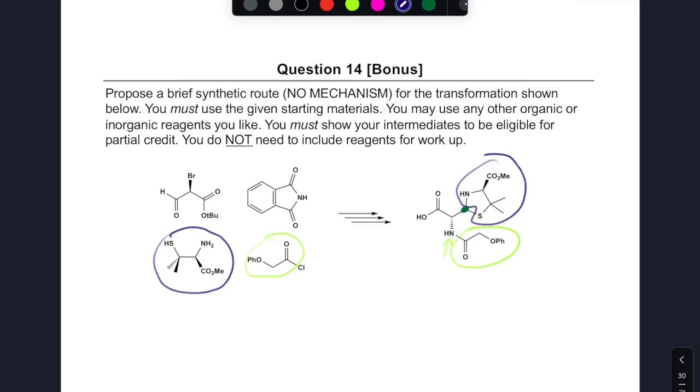So that acyl chloride could add to a nitrogen. That nitrogen is going to come in. This one here is actually just this nitrogen. The rest of that molecule is only involved in a Gabriel synthesis in order to install it, where that nitrogen is going to be attached to that red center.